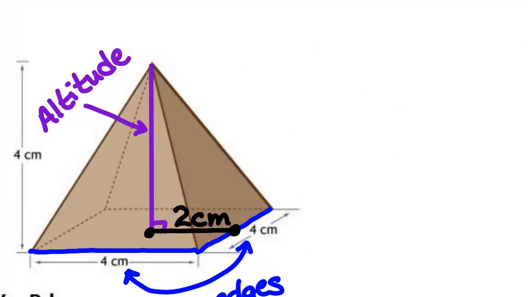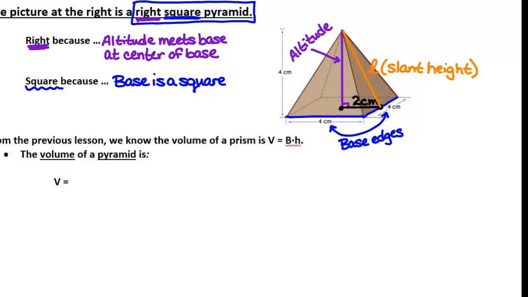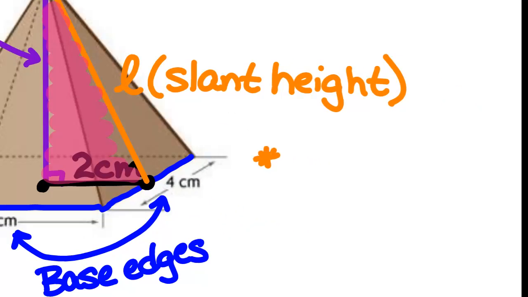My slant height would be this right here. How could I find the length of that slant height? Yes, look at the shape that we've created right here. The altitude makes a right angle where it hits the bottom. And so we can do the Pythagorean theorem to find the slant height.